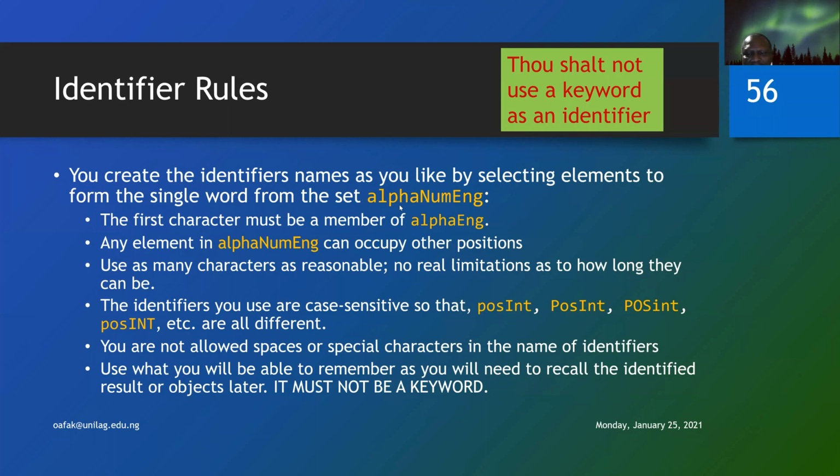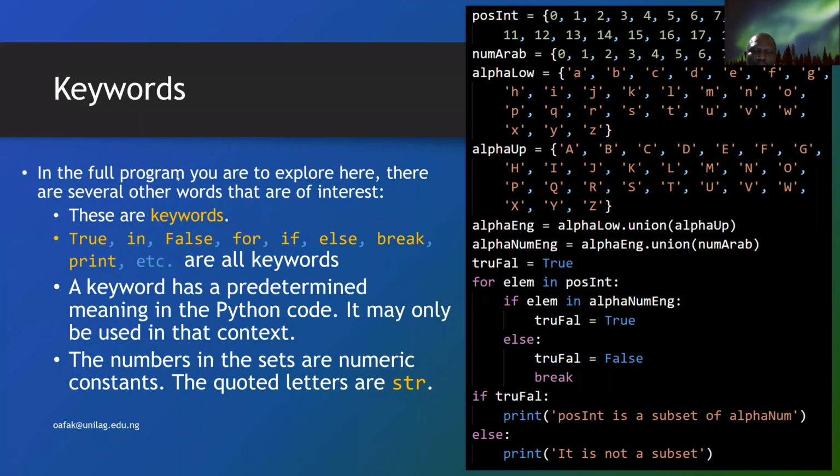There are keywords that will still catch you, like True and False, which are keywords, but they start with a capital letter. In the full program you are to explore here, there are several other keywords of interest: True, in, False, for, if, else, break, print. All of those are keywords in this code. These are codes for you to type and play with. A keyword has a predetermined meaning in the Python code. It can only be used in the context of its predetermined meaning.